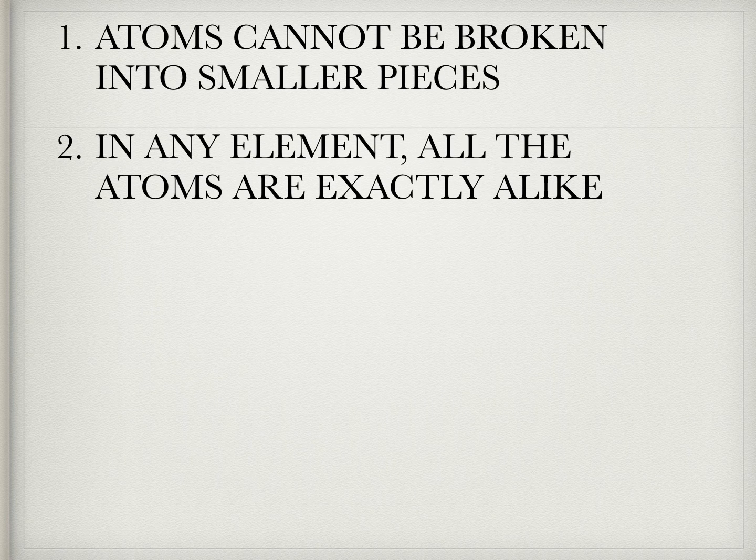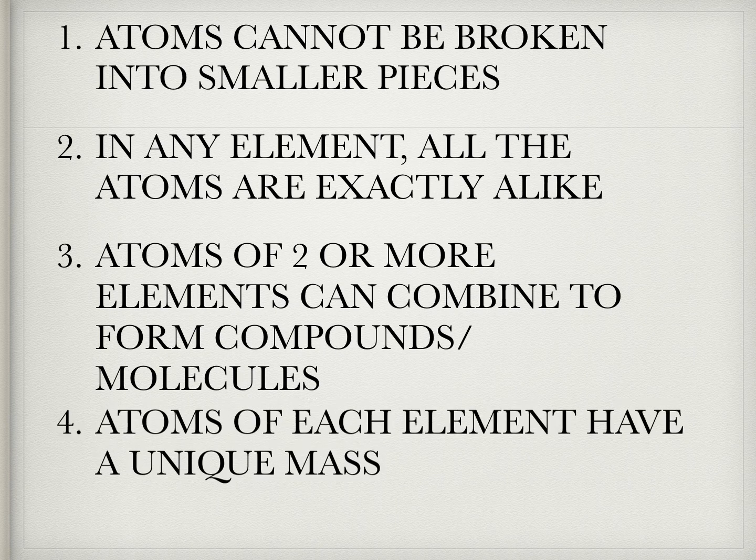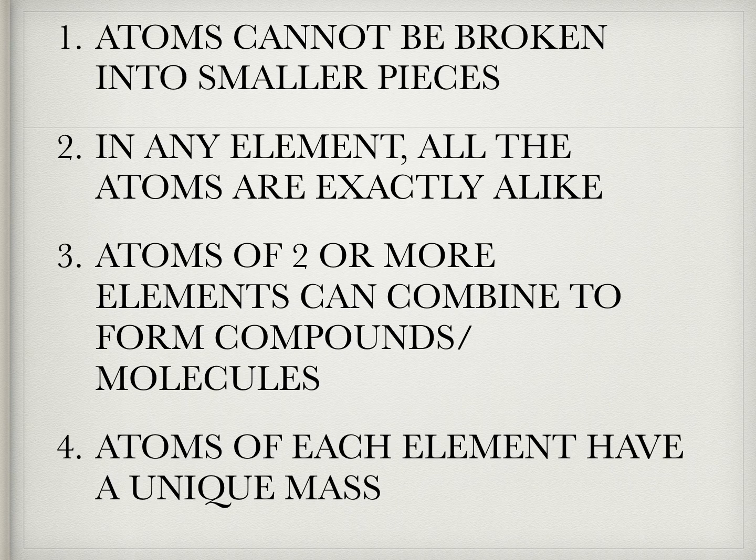His second thing in his theory is that in any element, all those atoms are exactly alike. If you look at hydrogen, which is on the periodic table of elements, every hydrogen atom in the entire world is exactly the same. Number three, atoms of two or more elements can combine to form compounds or molecules. We just saw that with the definition. This came from his theory and still holds true today, meaning atoms can combine to form the molecules and compounds that make up the things we have today. And the fourth thing is atoms of each element have a unique mass.